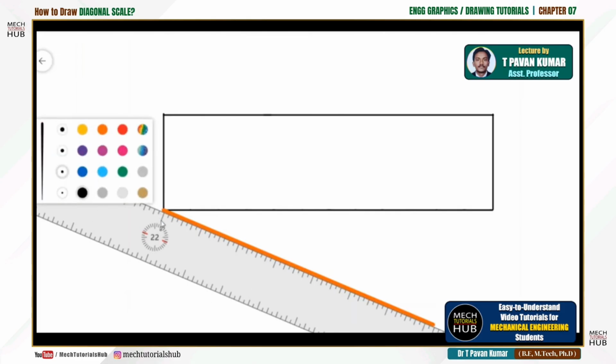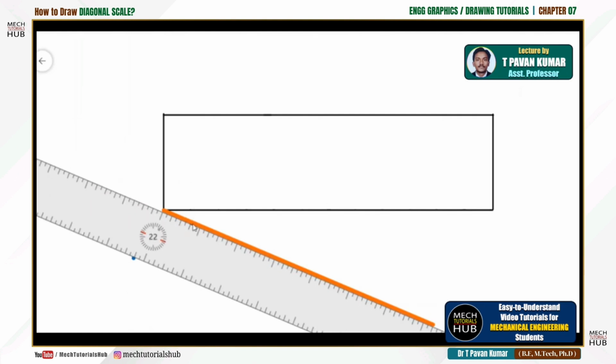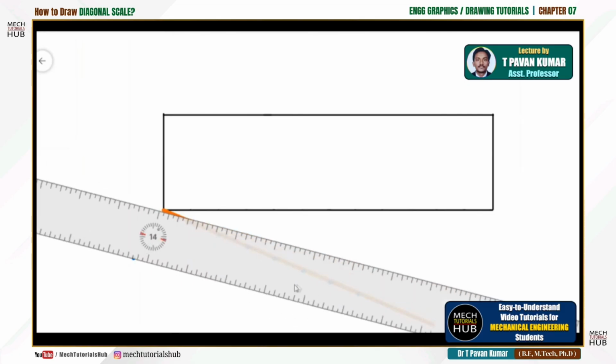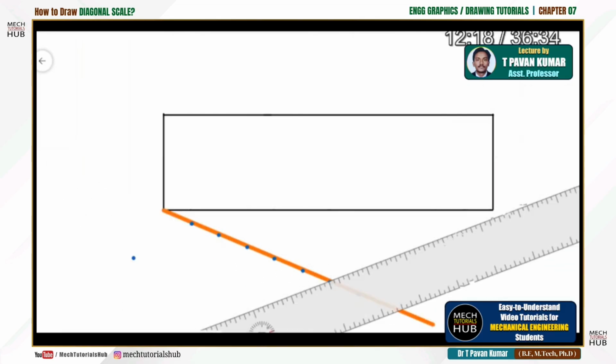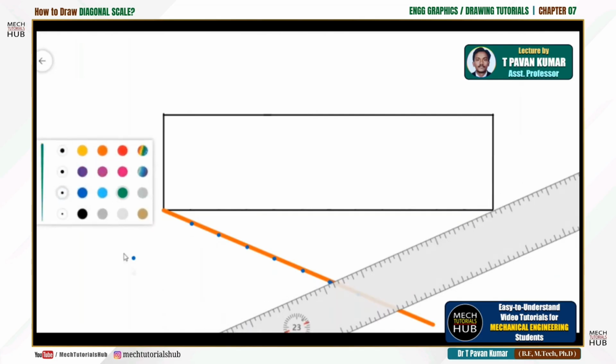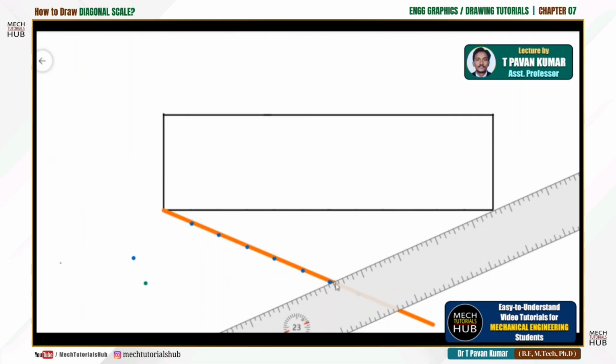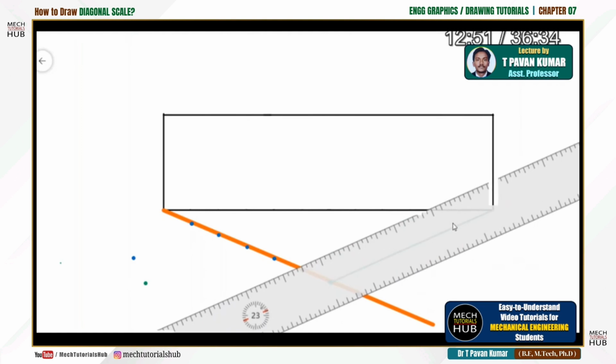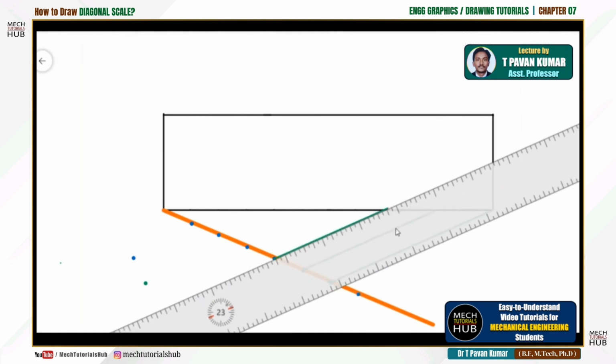Now I'll try to divide this line into a number of segments. I'll divide this second division, third, fourth. Likewise I'll divide this into a number of segments, and the last division I'll join with the end of the scale and draw parallel lines straight. Now let me rotate and align the end. Okay, 1, 2, 3, 4, 5, 6. Yeah, I made it 7. So that is the reason I'm considering the 6th division and drawing the end line joining with the corner of the scale. Likewise I'll draw parallel lines.